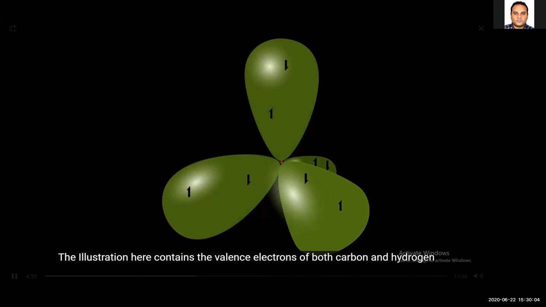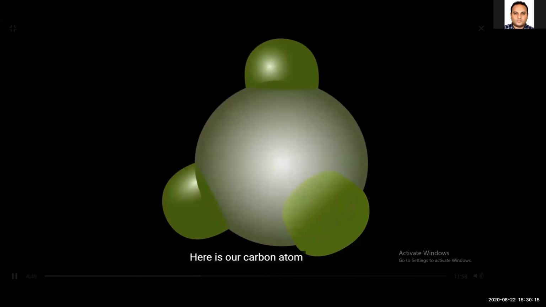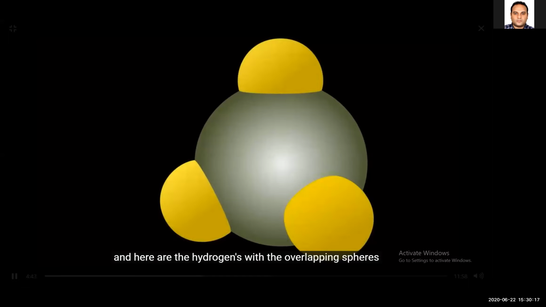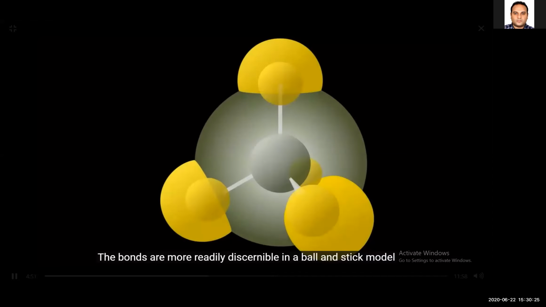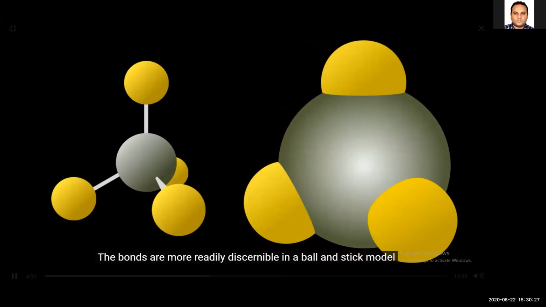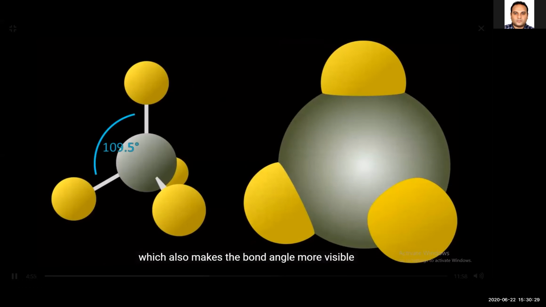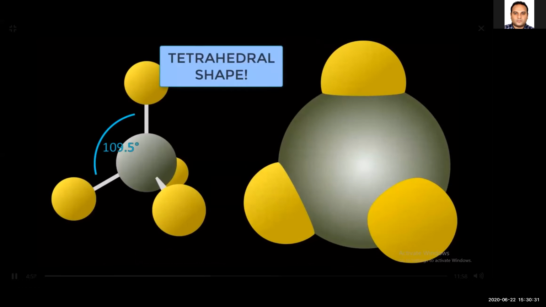The illustration here contains the valence electrons of both carbon and hydrogen. And since everyone likes to visualize atoms as spheres, we can do the same. Here is our carbon atom, and here are the hydrogens with the overlapping spheres, indicating the overlapping orbitals that constitute the bond. The bonds are more readily discernible in a ball and stick model, which also makes the bond angle more visible.